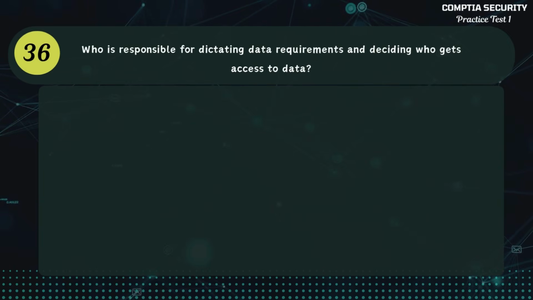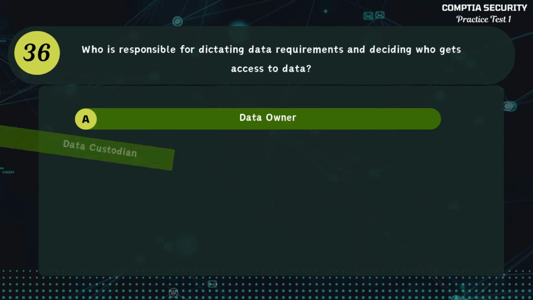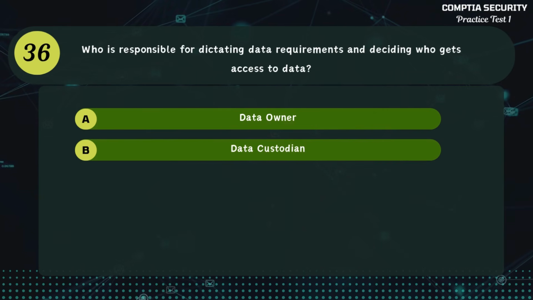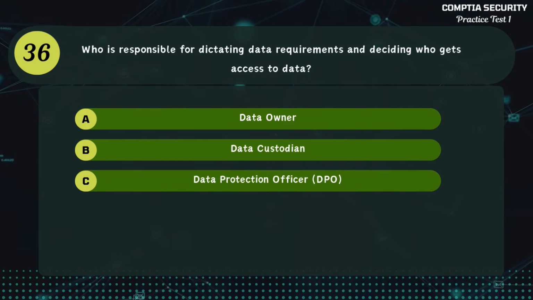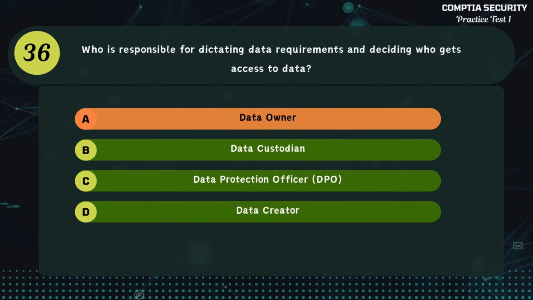Question 36. Who is responsible for dictating data requirements and deciding who gets access to data? A. Data owner. B. Data custodian. C. Data protection officer. D. Data creator. Correct answer A. Data owner.